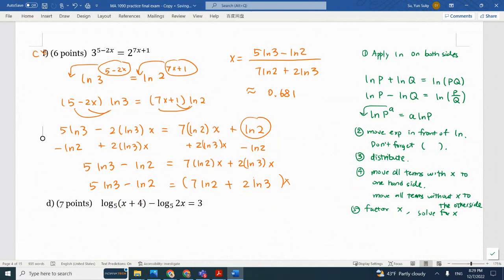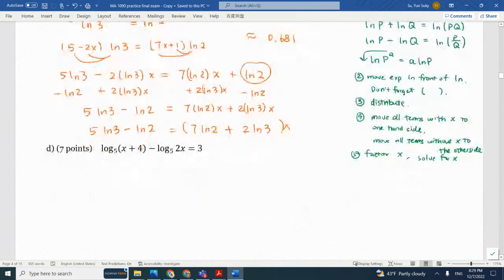Okay, so if you can understand part C, please type C in the chat. Thank you. Okay, we keep going.